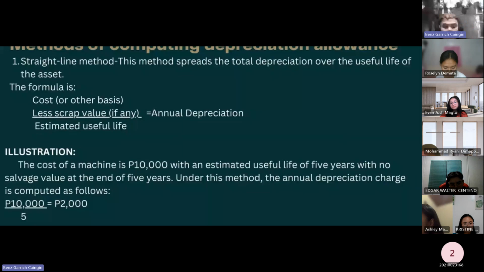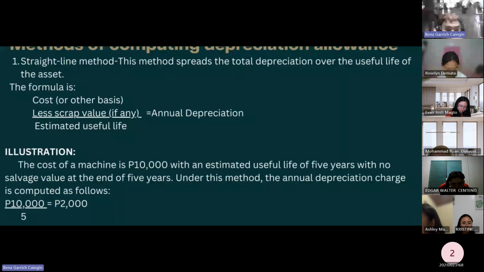So the formula is cost or other basis, less scrap value, if there is any, over its estimated useful life, equals annual depreciation. So here we have an illustration. The cost of a machine is 10,000 pesos with an estimated useful life of 5 years with no salvage value at the end of 5 years. Under this method, the annual depreciation charge is computed as follows.